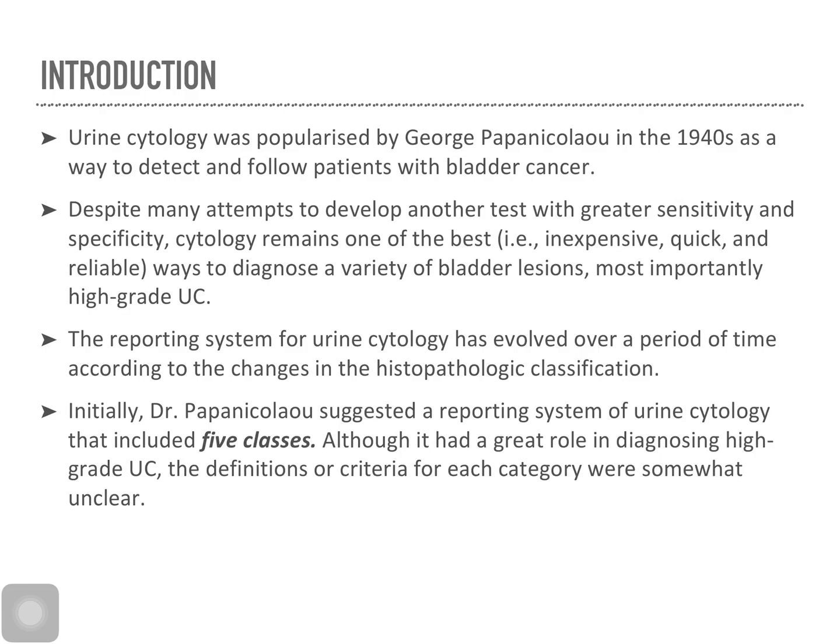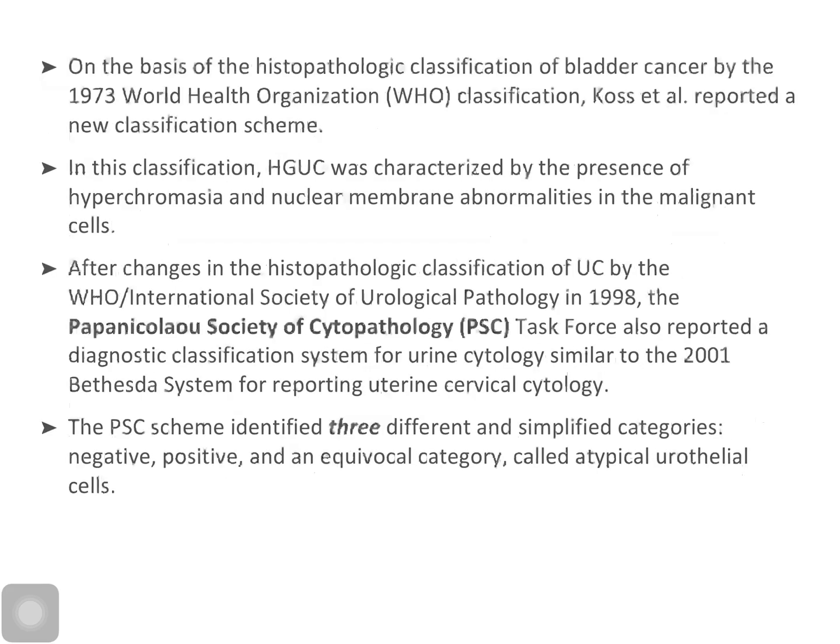The reporting system for urine cytology has evolved over a period of time according to the changes in the histopathology classification. Initially, Dr. Papanicolaou suggested a reporting system which included 5 classes. Although it had a great role in diagnosing high-grade urothelial carcinoma, the definition and criteria for each category were somewhat unclear. On the basis of the histopathology classification of bladder cancer by the WHO classification in 1973, Kos et al. reported a new classification system.